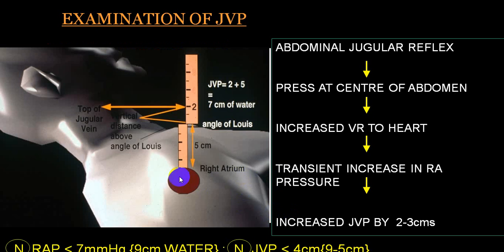And how exactly do you do it? It is this way. From the right atrium to the sternal angle, it is 5 centimeters. So you put a foot rule here and measure this vertical height, and you add it to 5. Say here it is 2, 5 plus 2 is 7. If it is 3, 5 plus 3 is 8. Clear? So that is how you measure.